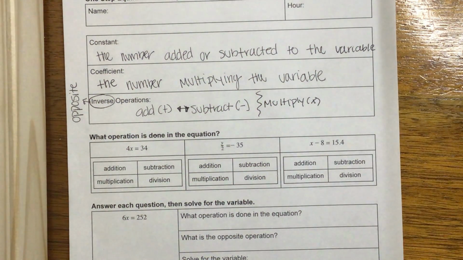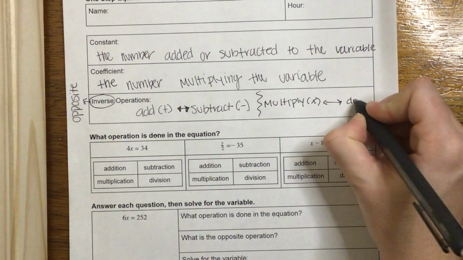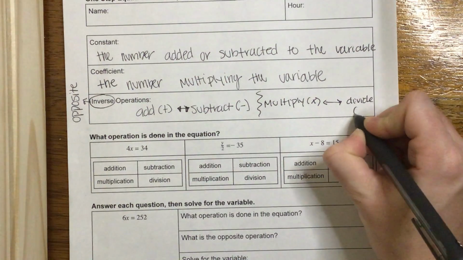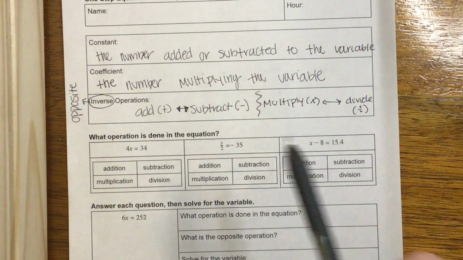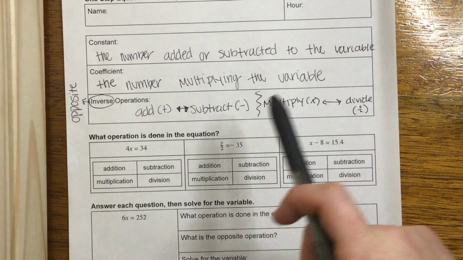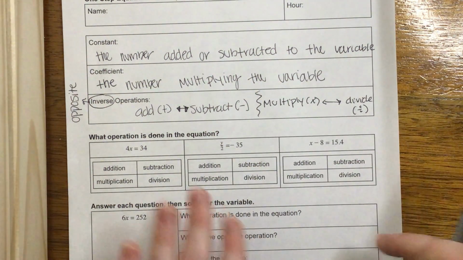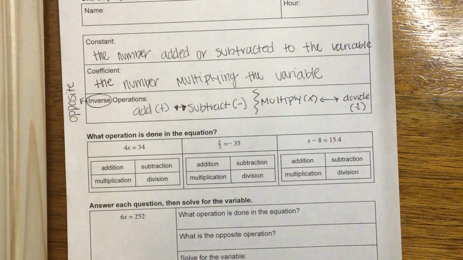So then multiplying and dividing are inverses. So the opposite of multiplying is dividing. The opposite of dividing is multiplying. And if you write the symbols so you remember that, it helps you know.